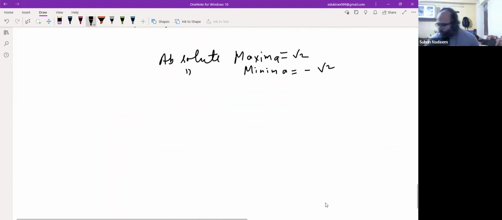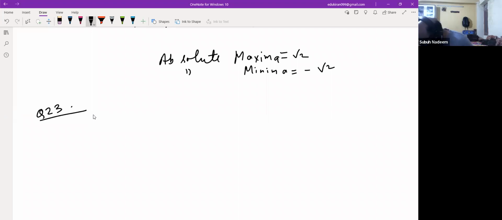Okay. Now we come to some geometrical problems which are very important in terms of board exams. Like we have one question here. Let us talk about question number 23 first. One question I will tell you, then I will ask you to do one question on your own. Question number 23 says, prove that the volume of the largest cone that can be inscribed in a sphere of radius r is 8 by 27 of the volume of the sphere.